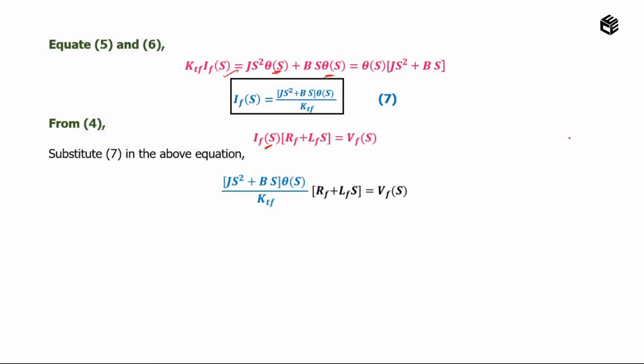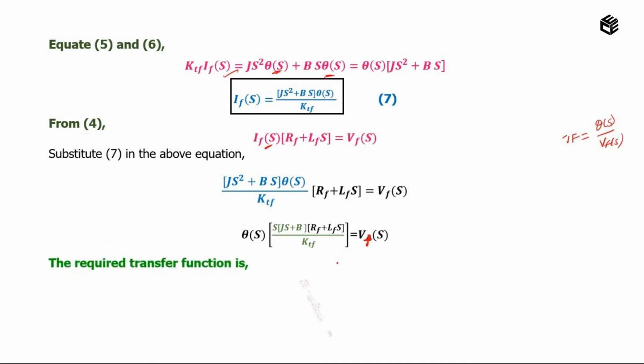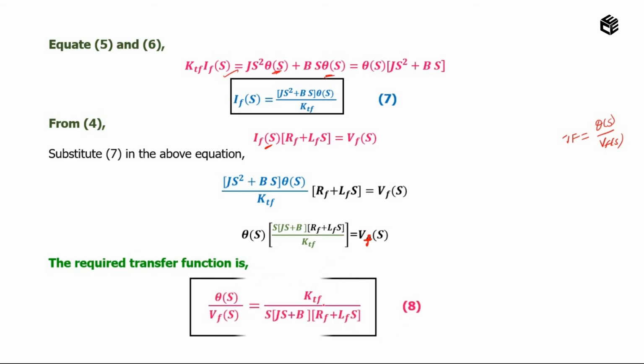Okay. So what is my aim? My aim is to find the transfer function. What is the transfer function? Theta of s divided by Vf of s. With the help of this expression, I am going to find the required transfer function, that is theta of s divided by Vf of s is equal to KTF divided by s into Js plus B into RF plus LF s. I am taking this as equation number 8.